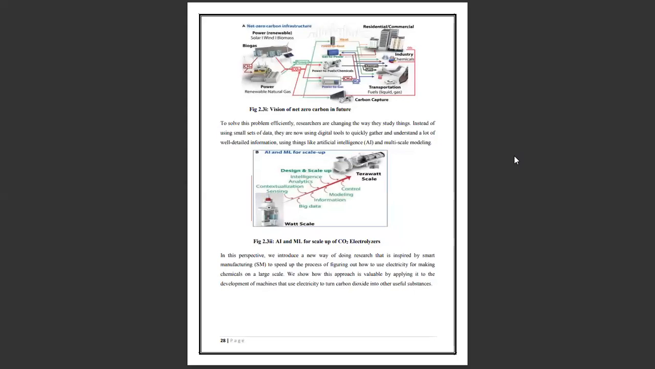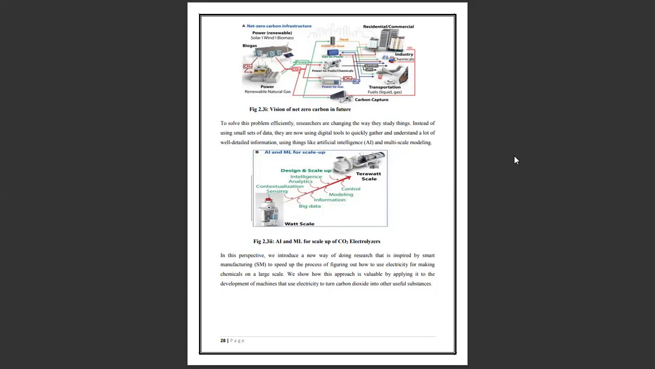Figure 2.3 shows the vision of net zero carbon in future, and artificial intelligence and ML techniques for scale-up of carbon dioxide electrolyzers. So to solve the problem efficiently, researchers are changing the way they study things. Instead of using small sets of data, they are now using digital tools to quickly gather and understand a lot of very detailed information using things like artificial intelligence and multi-scale modeling.